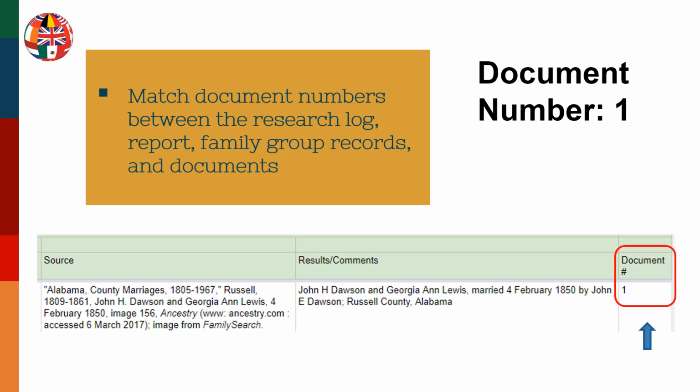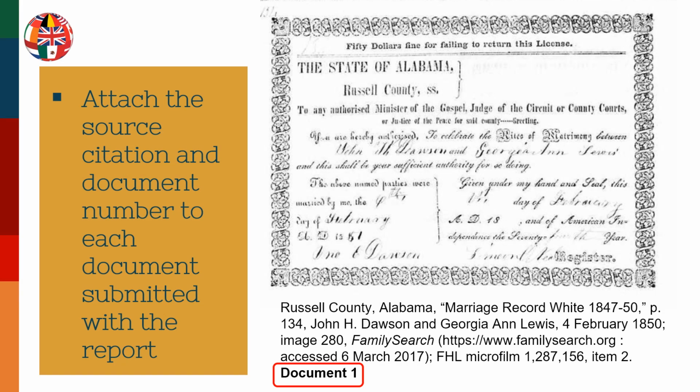If you are an accreditation candidate, you will want to make sure you have matched the document numbers between the research log, the report, family group records, and your documents. You attach the source citation and document number to each document submitted with the report. Here you see an image of that marriage certificate. Underneath the marriage certificate, I have the source citation with the correct document number, which matches the research log and the report.